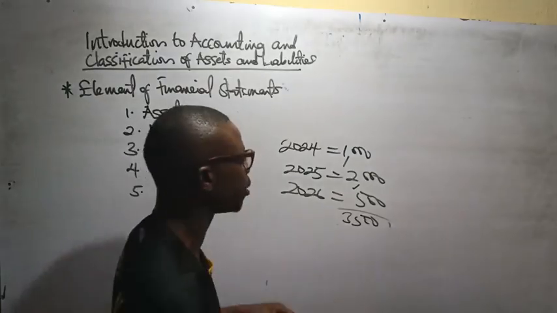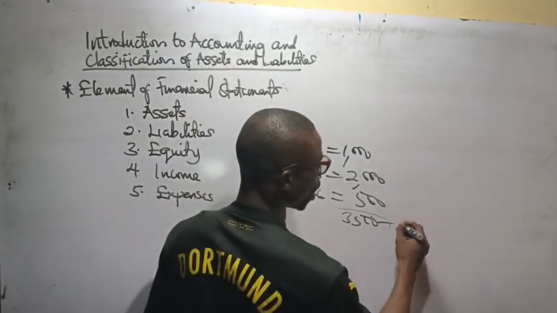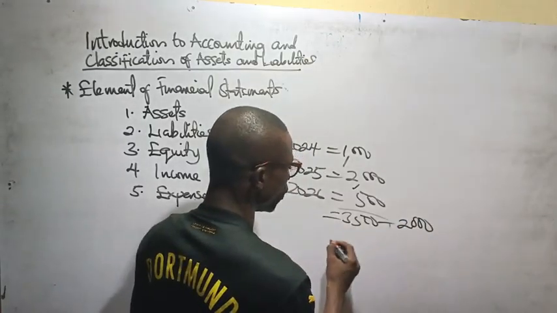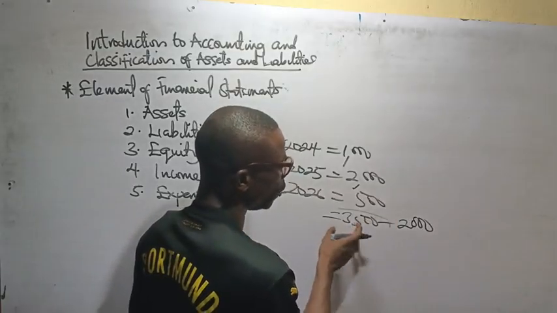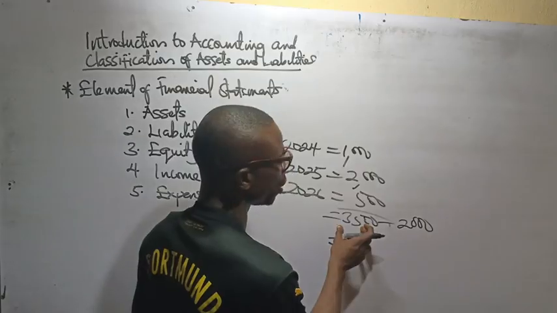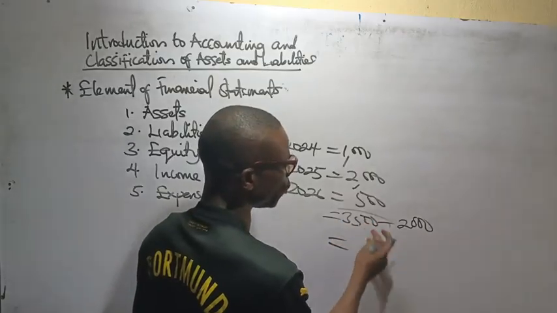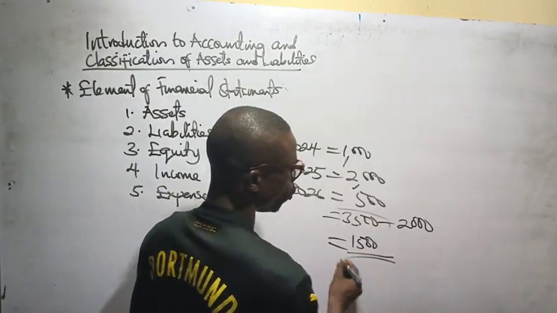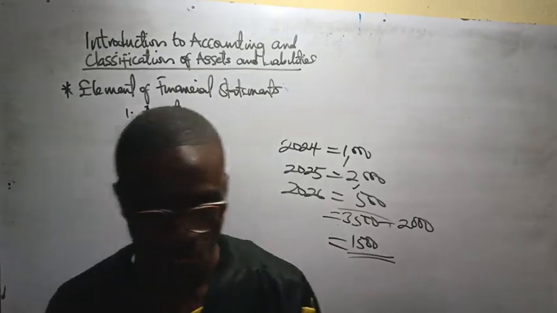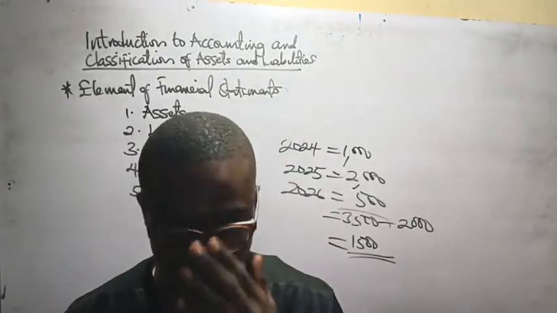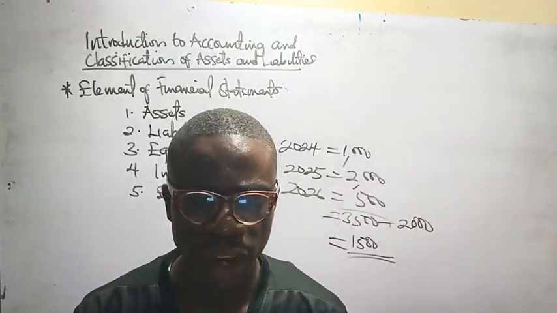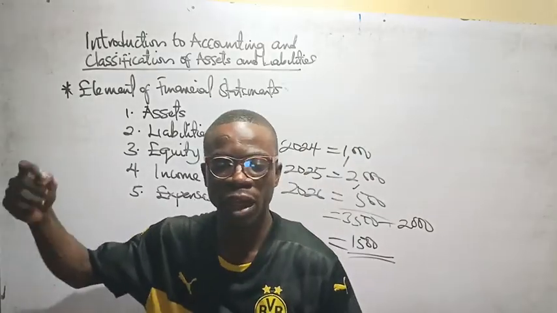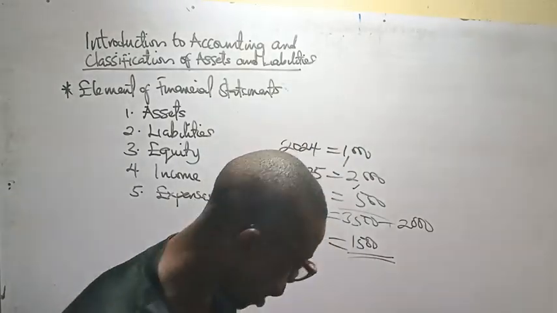They can decide that, okay, we want to pay dividends of 2,000 naira. So dividends of 2,000 naira will be paid out of the retained earnings. Let's assume dividends of 2,000 naira was paid out of the retained earnings of 3,500. What will the retained earnings now be? The retained earnings will now be 1,500. I'm just making an example. So retained earnings is the accumulated profit of a business, and dividends are paid out of the retained earnings.